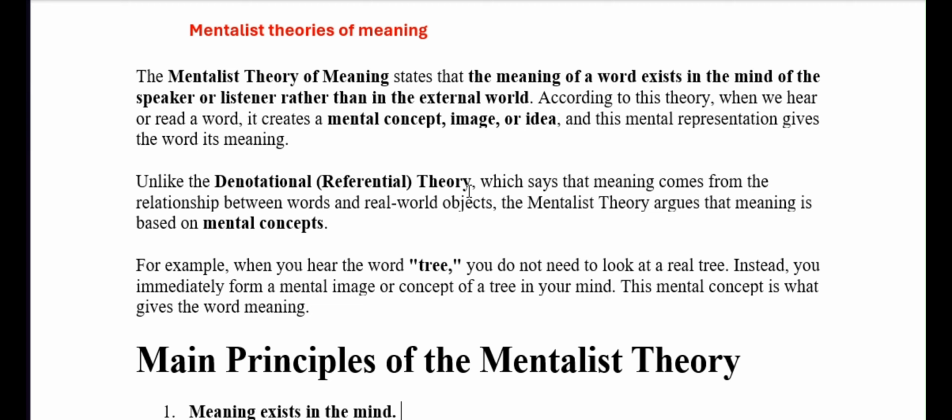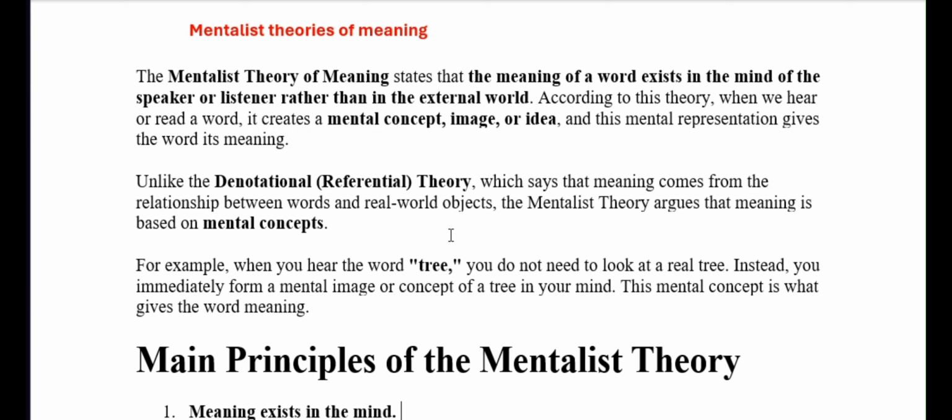Unlike the denotational referential theory, which says that meaning comes from the relationship between words and real-world objects, the mentalist theory argues that meaning is based on mental concepts. For example, when you hear the word tree, you do not need to look at a real tree. Instead, you immediately form a mental image or concept of a tree in your mind.